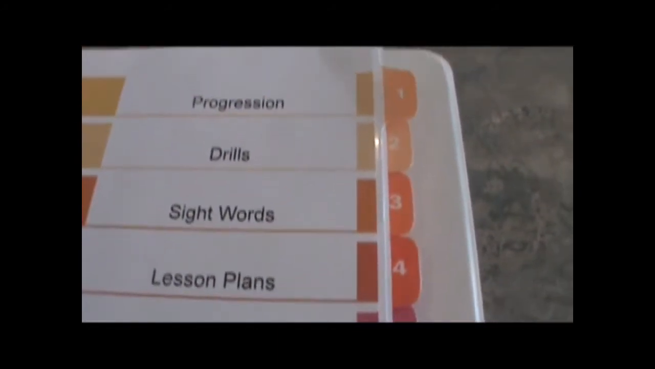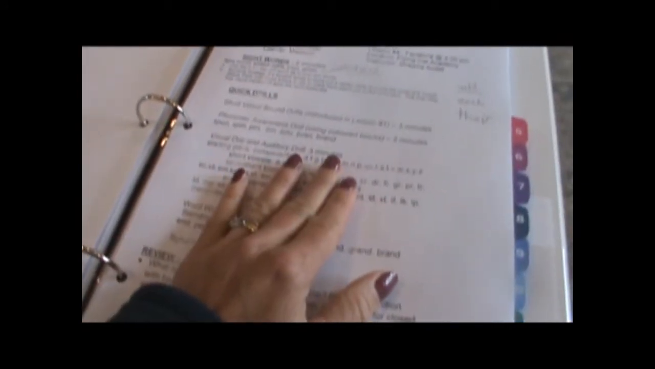So let's go back to the binder now. I've shown you the progression part, the drills part, the sight word part. And then this part is lesson plans in section 4. So when I make a lesson plan, after the lesson, I will use that plan to create my new lesson.